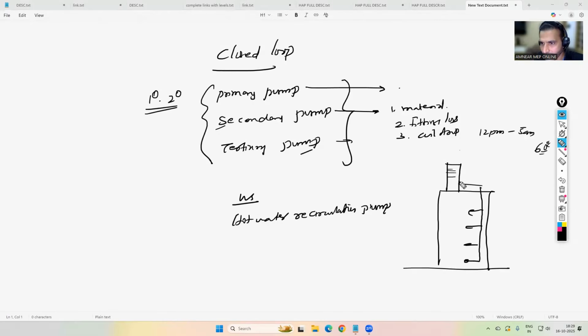So what will happen? The water will be staying within the pipe, and let's say the water temperature might be 60 degrees Celsius inside. Even though it is perfectly thermally insulated, what will happen? In the night time the heat rejection will happen there.